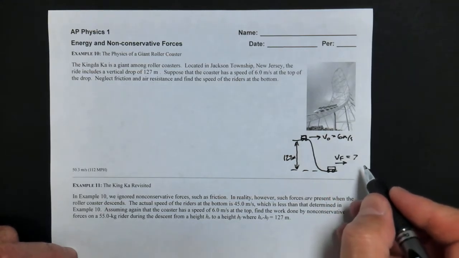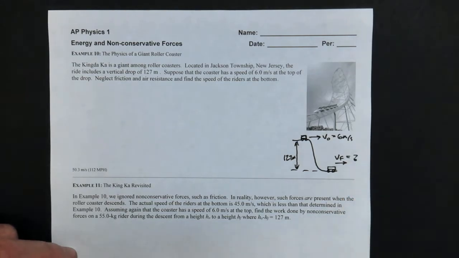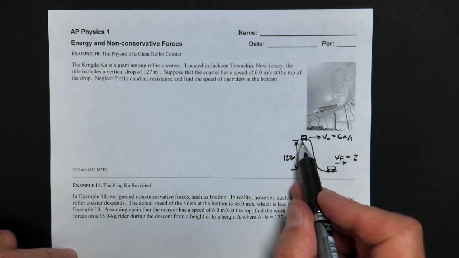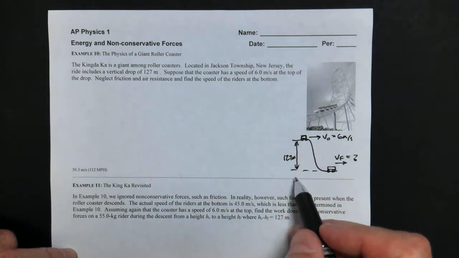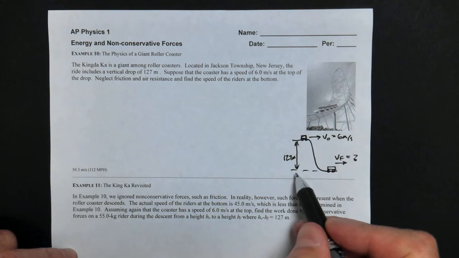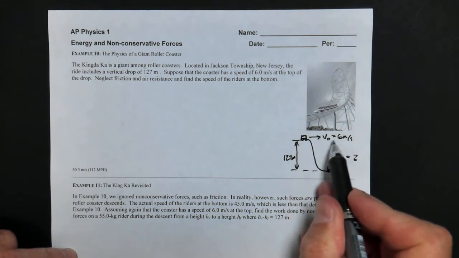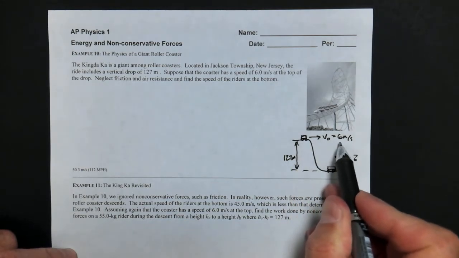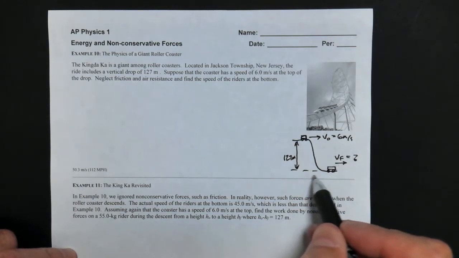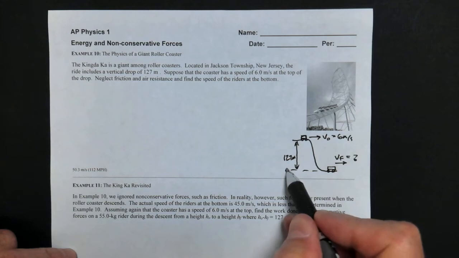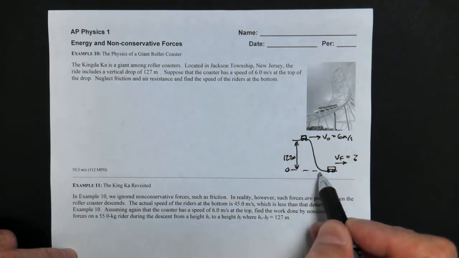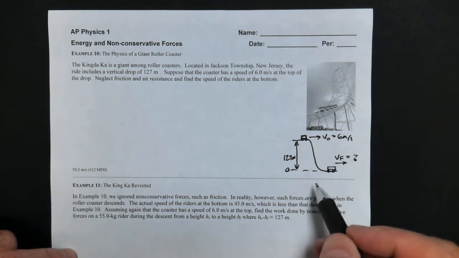Now in order to do this, we're going to consider conservation of energy. We know that the car starts out with certainly some potential energy because it's above a reference point, and it also has some kinetic energy because we have a speed at the beginning. At the bottom, we can call this our zero point if you want, and we can say that it has no more potential energy and it is all converted into kinetic energy.